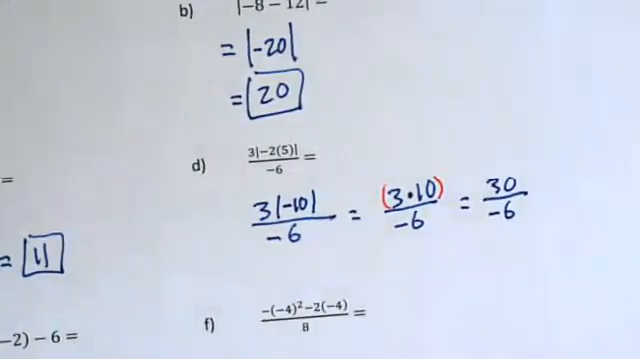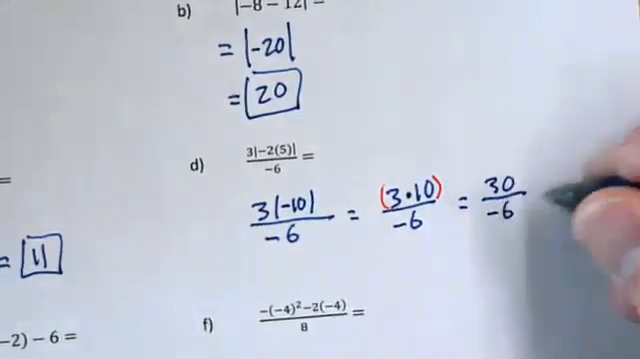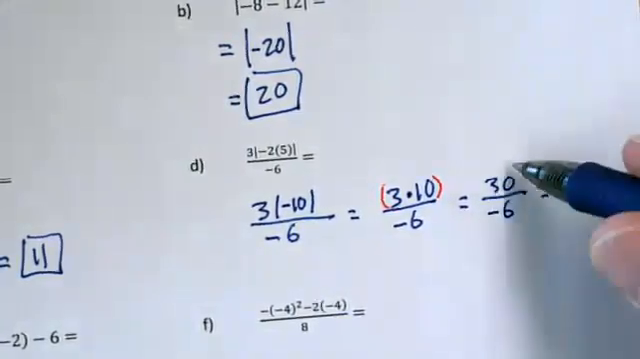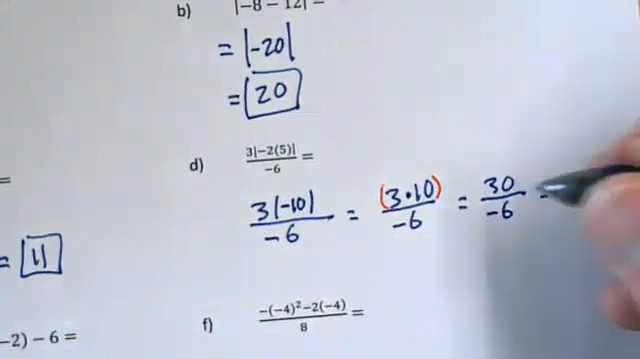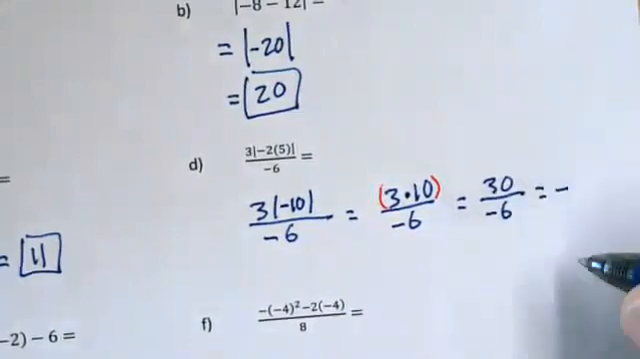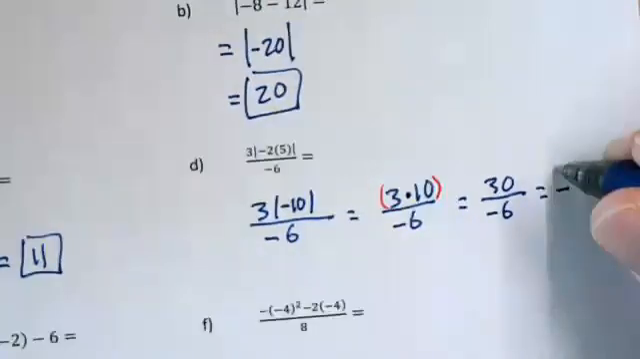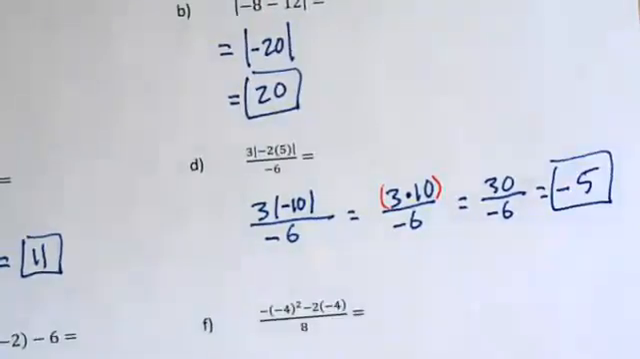And now all we have left to do is the division. Remember, a fraction means division. So that's 30 divided by -6. Positive divided by a negative is going to give me a negative answer. 30 divided by 6 is 5. So -5 for my final answer.